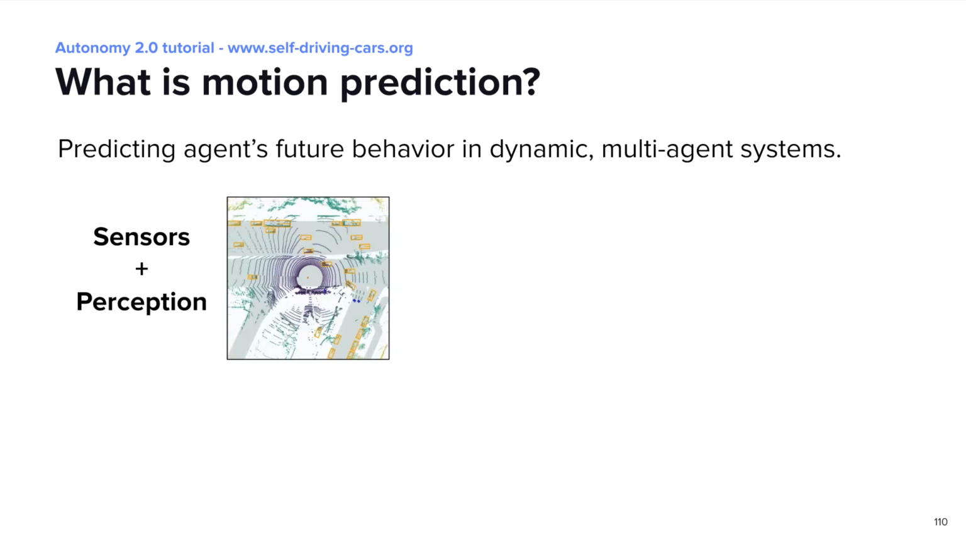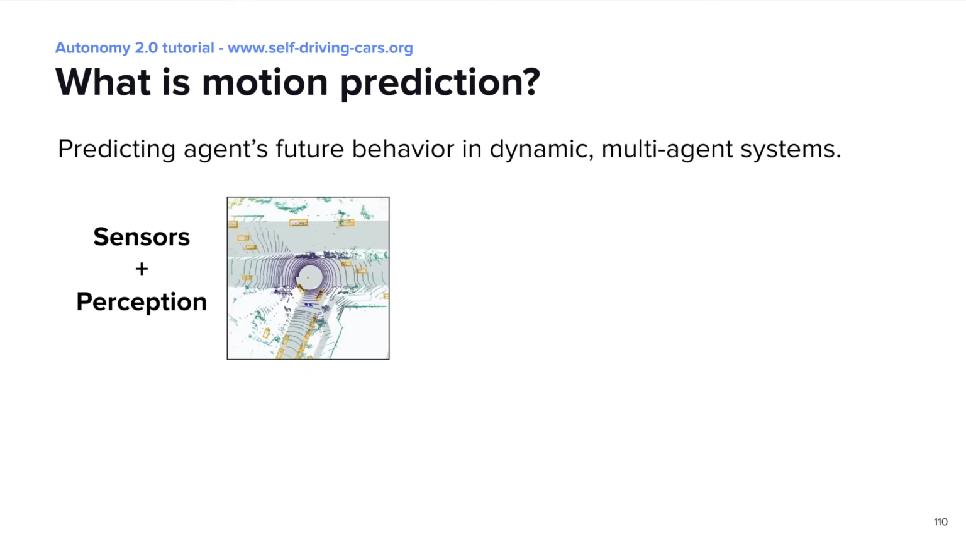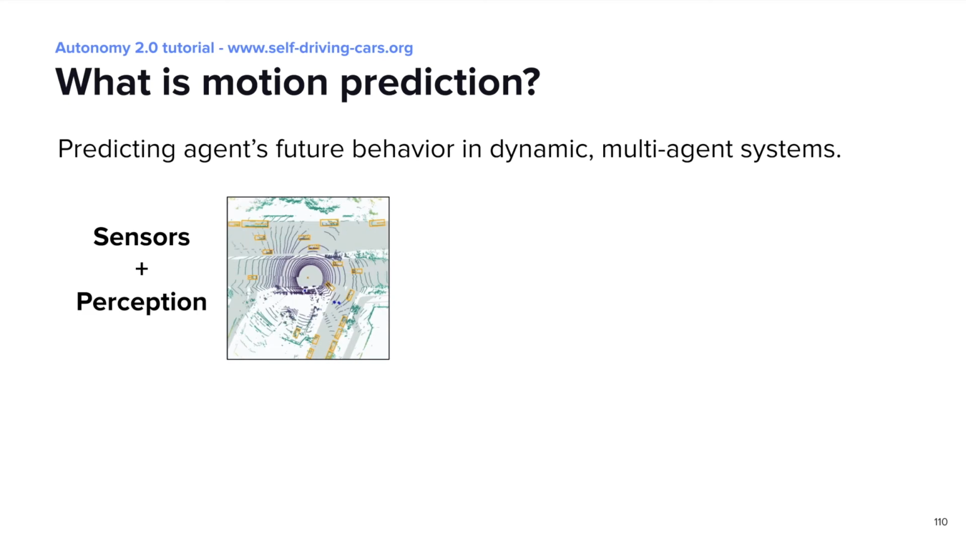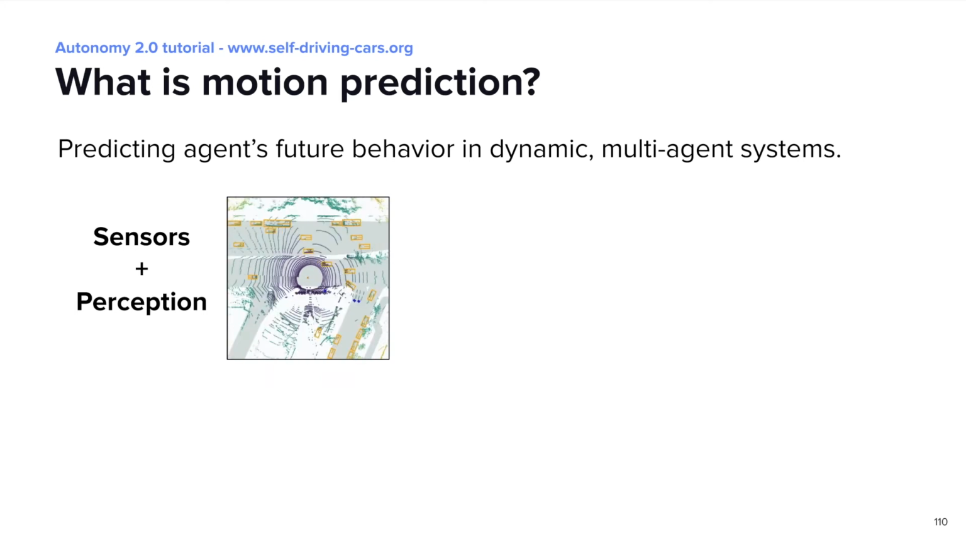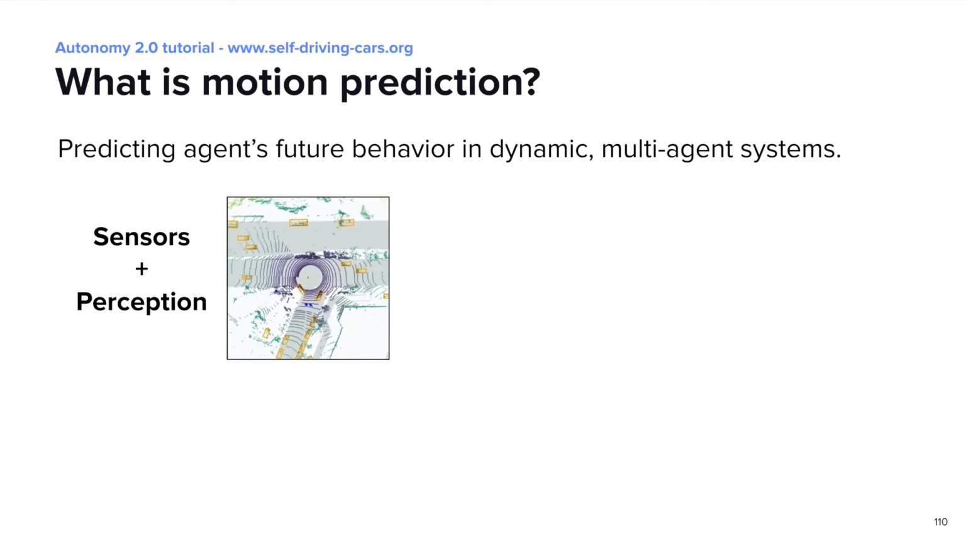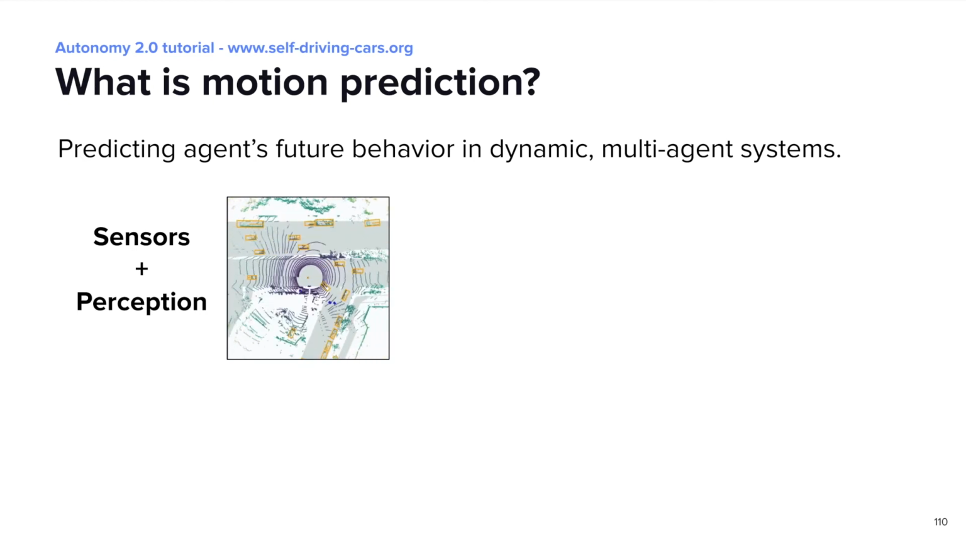And to solve motion prediction, it requires an understanding of both the static and dynamic world context, such as an observation of other agents. So on the input side, we usually use sensor data plus perception output, illustrated here with a bird's eye view of a LiDAR point cloud. As you can see in the figure, the yellow bounding boxes are the detected agents using our perception system, and we need to predict their future behavior.